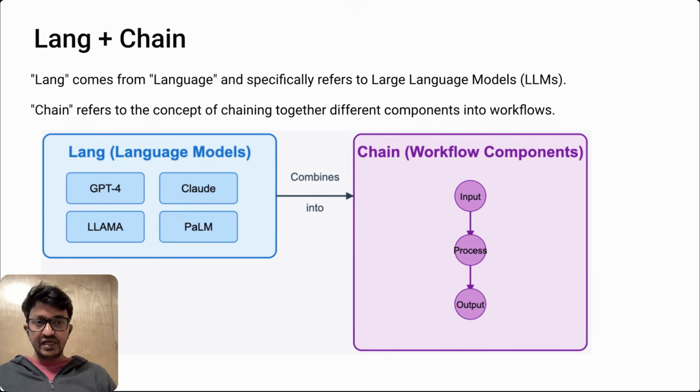And LangChain can be defined with two different words, I mean, two words that LangChain is made up of. Lang comes from large language models, which is the LLMs, and chain refers to the concept of how LangChain basically works, like chaining together different components into workflows.